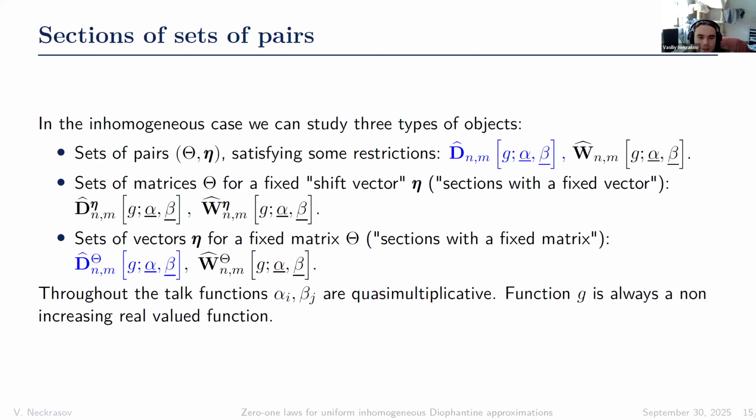I will also not talk about the asymptotic approximation. I will not talk about the sets W. They will only show up for the homogeneous case, because we will use the transference between homogeneous and inhomogeneous situation. So we will only talk about Lebesgue measures of the sets D hat and D hat with a fixed matrix theta.